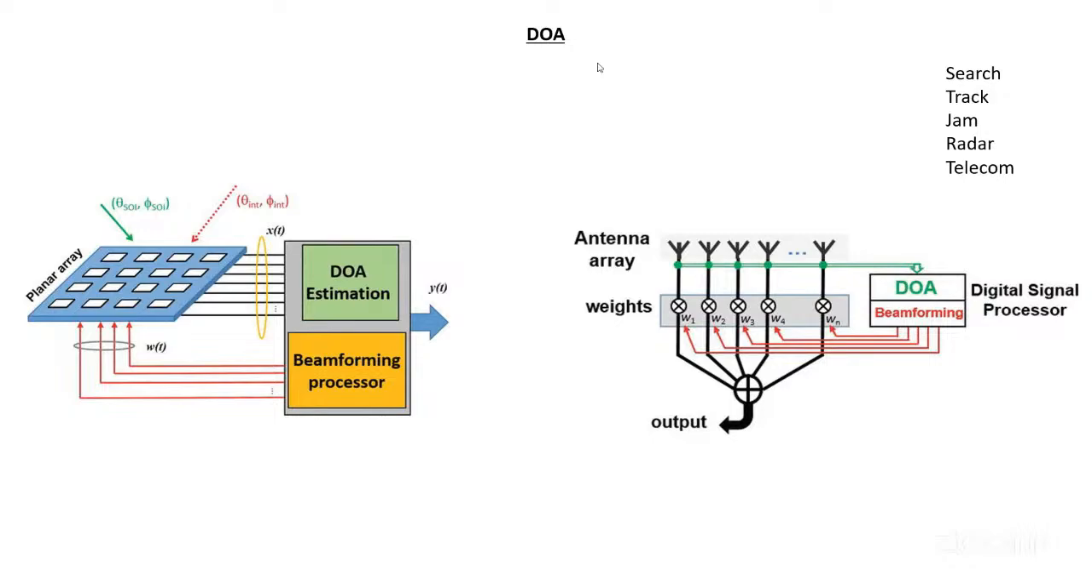The other applications: direction of arrival and digital signal processing are very widely used in radar applications for searching, tracking, jamming, and also in these upcoming telecom applications.